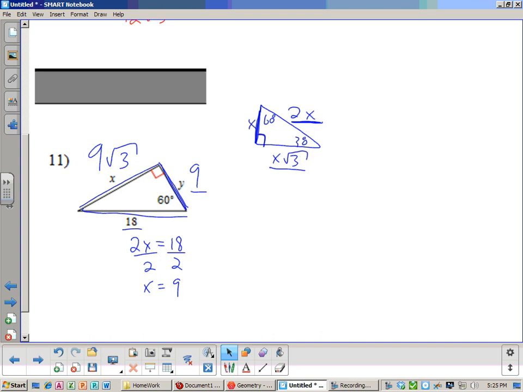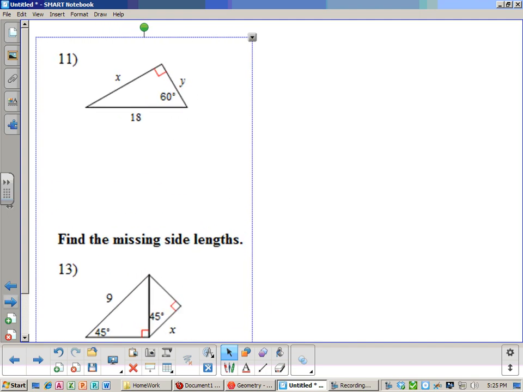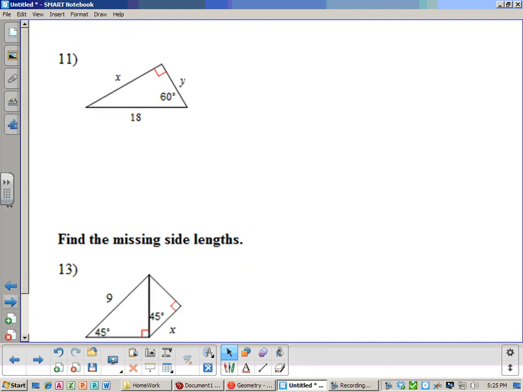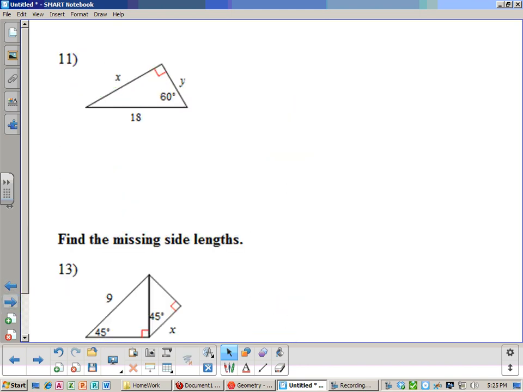Okay, moving on. Okay. Wow, does this look exactly? That problem does look familiar. I don't know why. Okay.